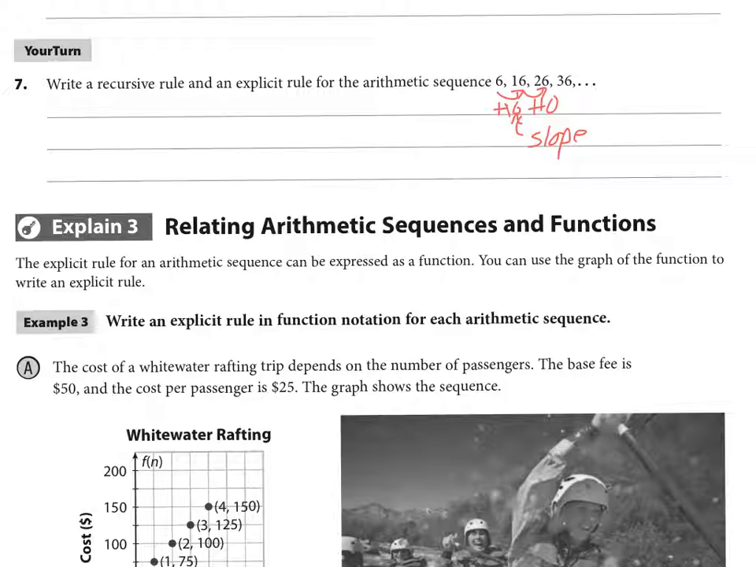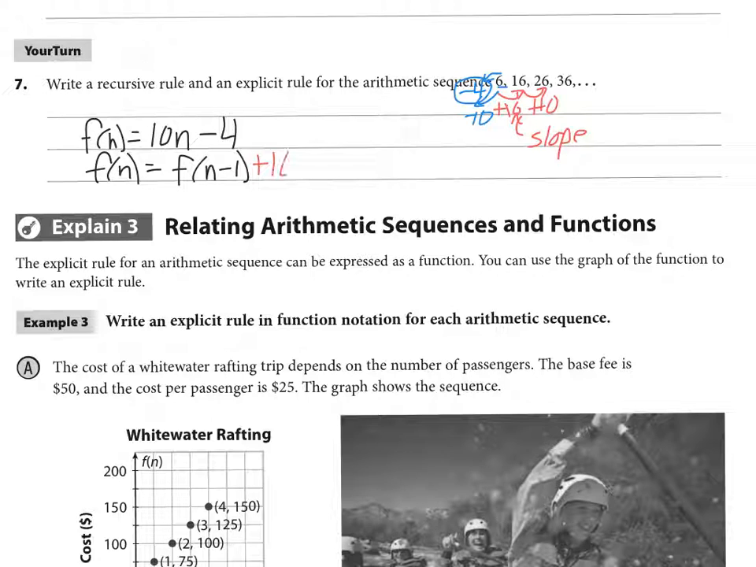Okay, this is our first term, so I need to go back to get my zero term, so I'm going to subtract 10. And if I subtract 10, that takes me to negative 4. That's my y-intercept. So in terms of an explicit rule, it's f of n equals 10n plus b, but in this case it's minus 4 since it's a negative 4. And as far as our recursive rule, it's f of n equals f of n minus 1. Then what are we doing every time? We are adding 10.